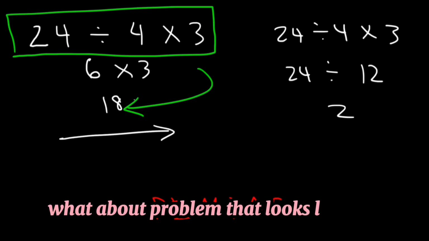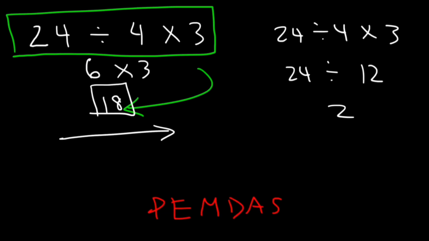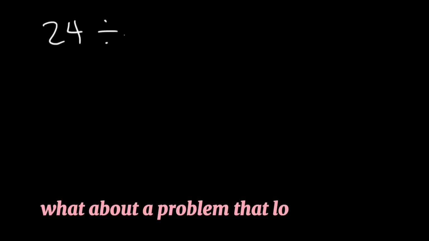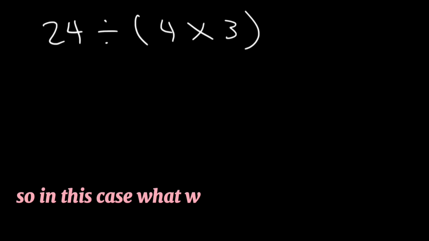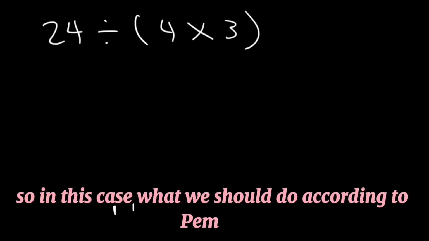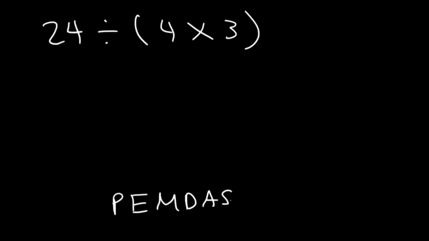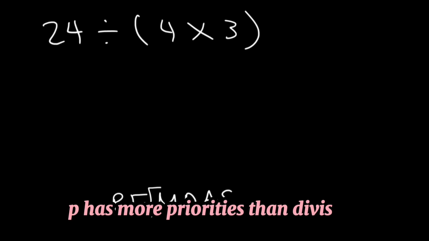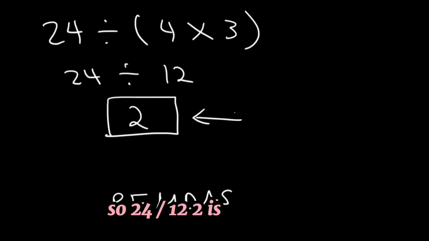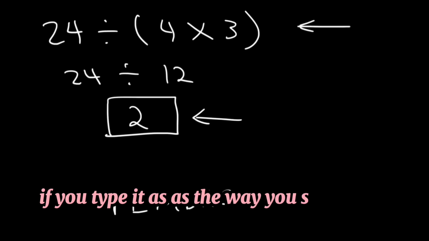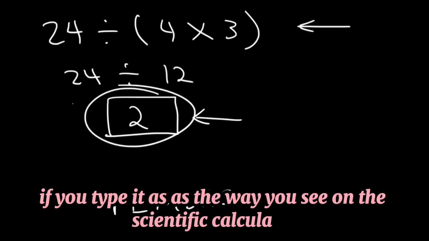What about a problem that looks like this? 24 divided by, in brackets, 4 times 3. So in this case, what should we do? According to PEDMAS, P has more priority than division. So we need to work on the bracket first. So 24 divided by 12, 2 is our answer. If you type it the way you see it on the scientific calculator, you should get 2 as an answer.